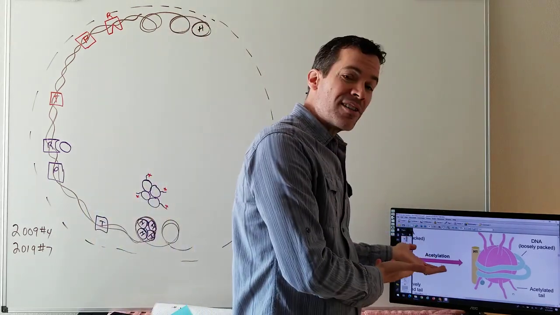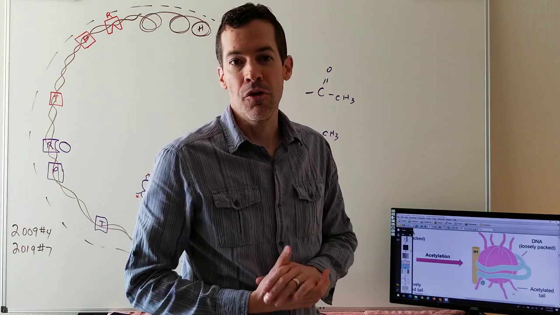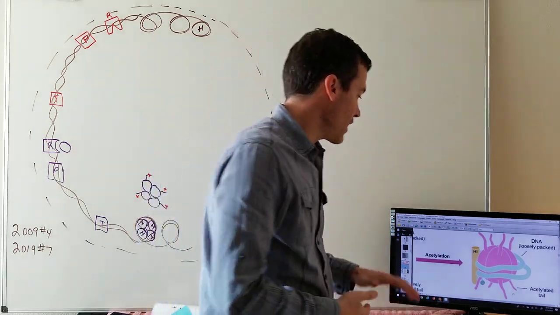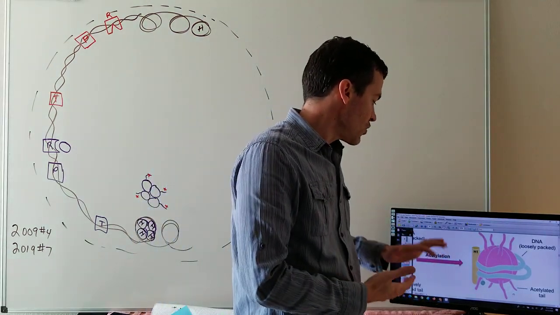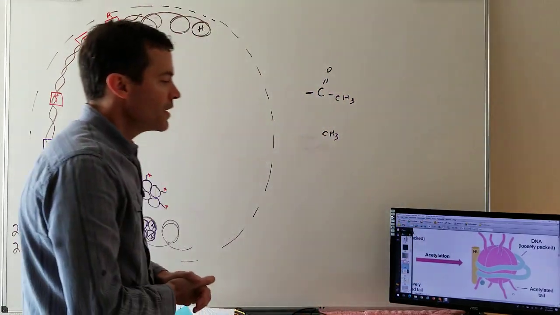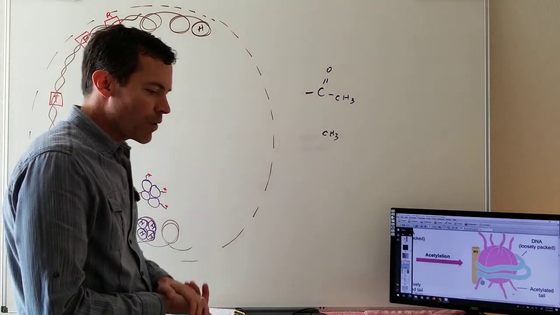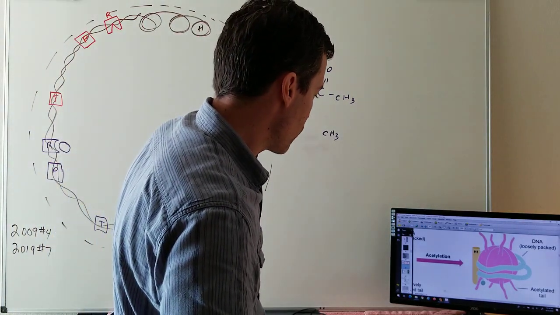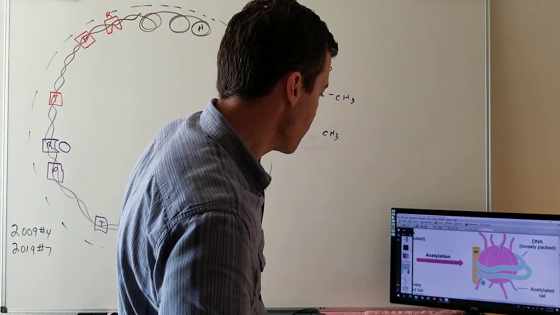We're just going to talk about acetylation. Turns out you can also methylate, you can also phosphorylate histones, but for the sake of confusion, we're just going to focus on one thing, acetylation. Okay, so the next thing that we want to look at is methylation. We can also methylate our DNA.